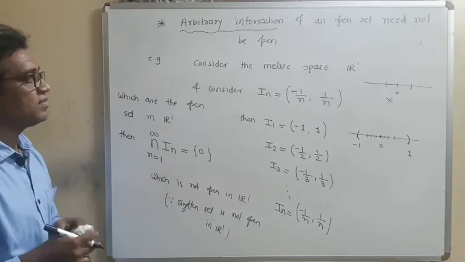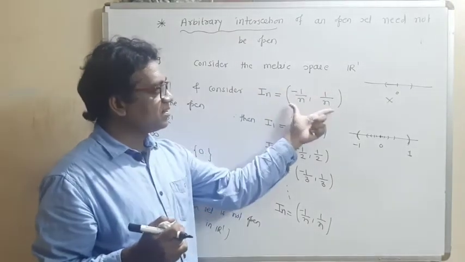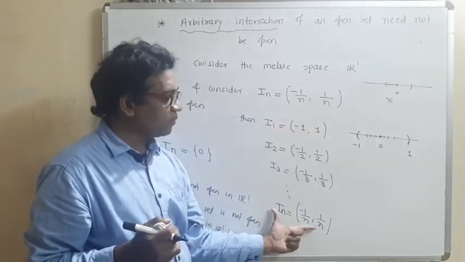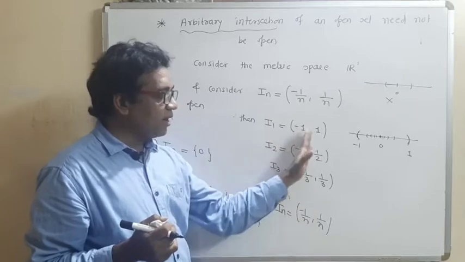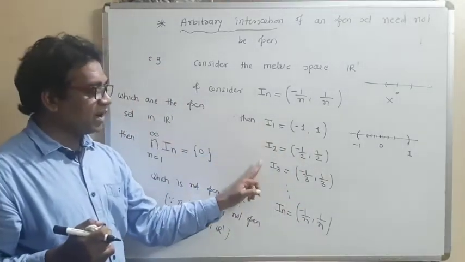So see what this example is. We have taken the metric space R1 and considered the open interval minus 1 upon n to 1 upon n. All these intervals are open intervals, and we know that every open interval is an open set.